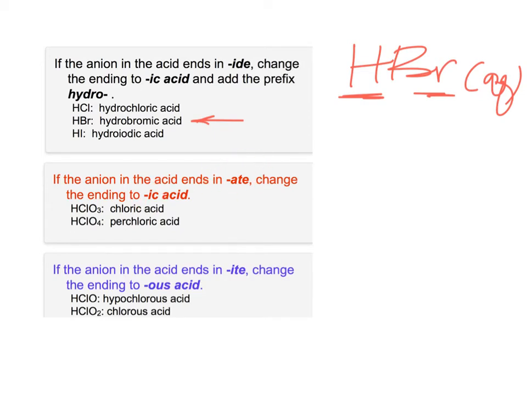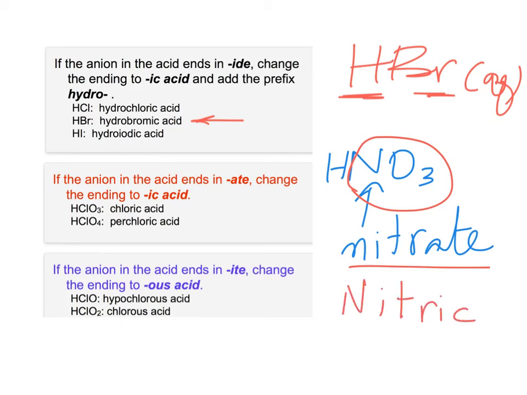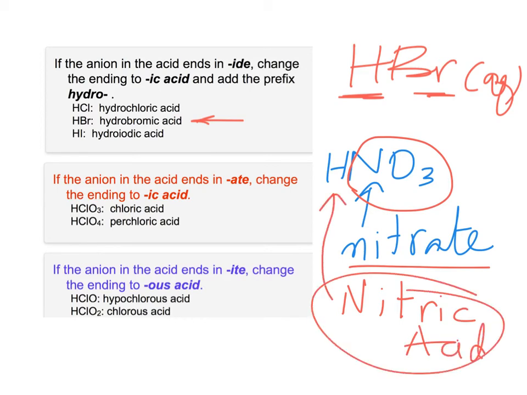So for example, how about this one? HNO3, and we know this NO3 is nitrate. So that's the anion. This will be the nitrate. But if you have an H attached to it, it would become simply nitric acid. So the whole thing is nitric acid.